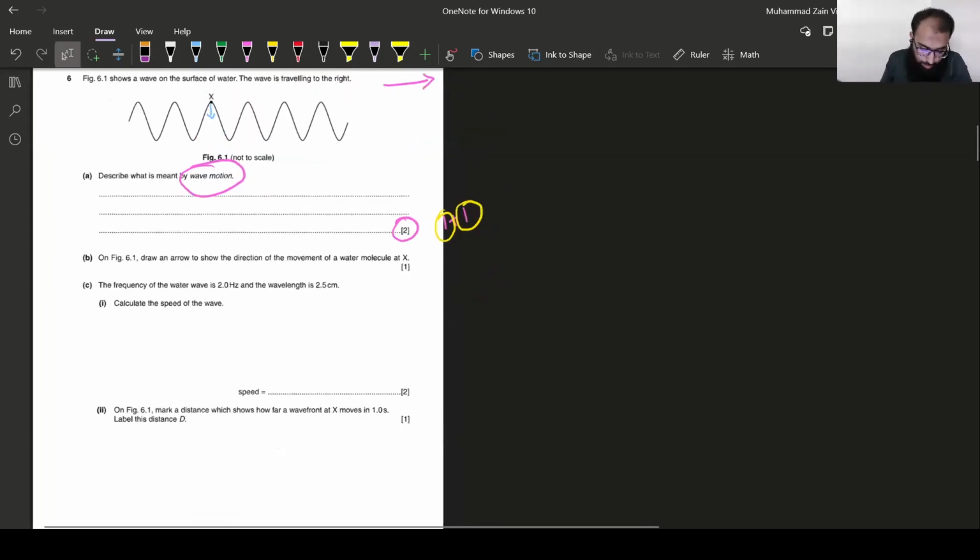The next part, frequency of water wave and the wavelength. By using these, they ask us to calculate the speed of the wave. So quite easy, you can do it yourselves. Speed equals frequency times wavelength.